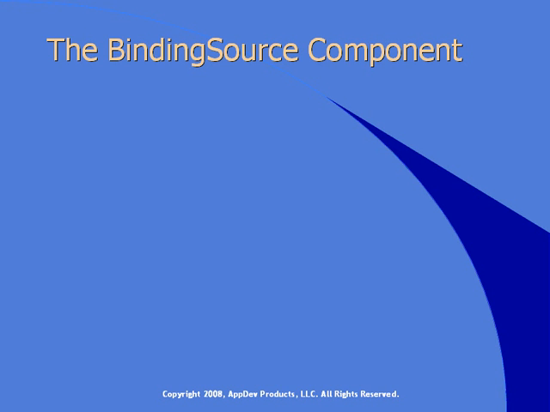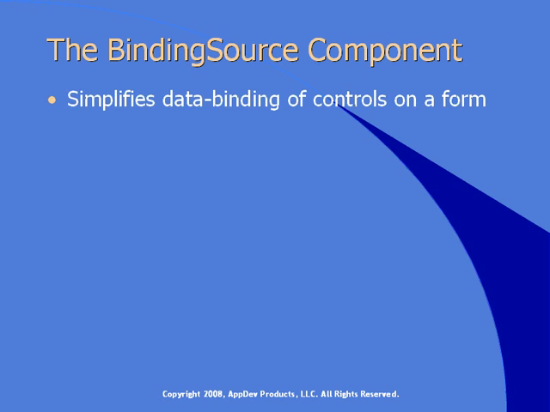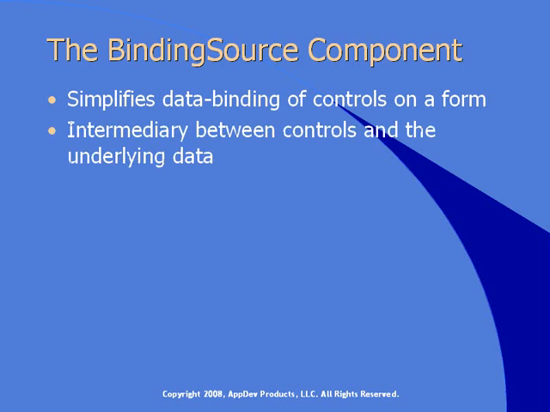The next component we want to look at is the binding source component. And the job of the binding source component is to handle the data binding on the form. You can think of the binding source component as the intermediary between the controls on the form and the underlying data. So it's the binding source component's job to take data from a table and move it into controls, and then to take any changes you make in those controls and get that information back to the data table.